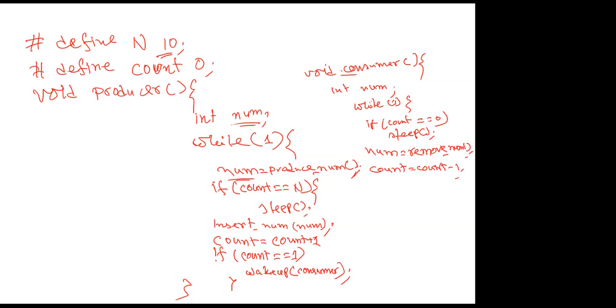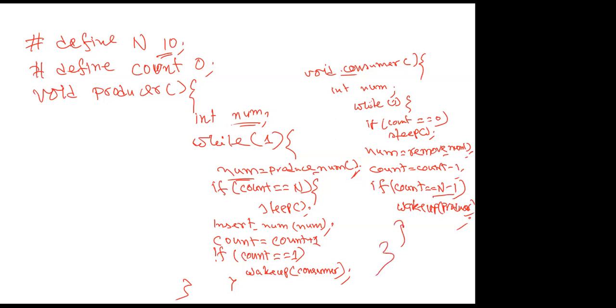And then it will check another thing. If count equals N minus 1, which means that count is 9, there is at least one slot where the producer can insert a number. So at that time it should wake up the producer. If the condition is like this, if the count value is N minus 1, then wake up producer. I'll explain it one by one. Let me finish it first.